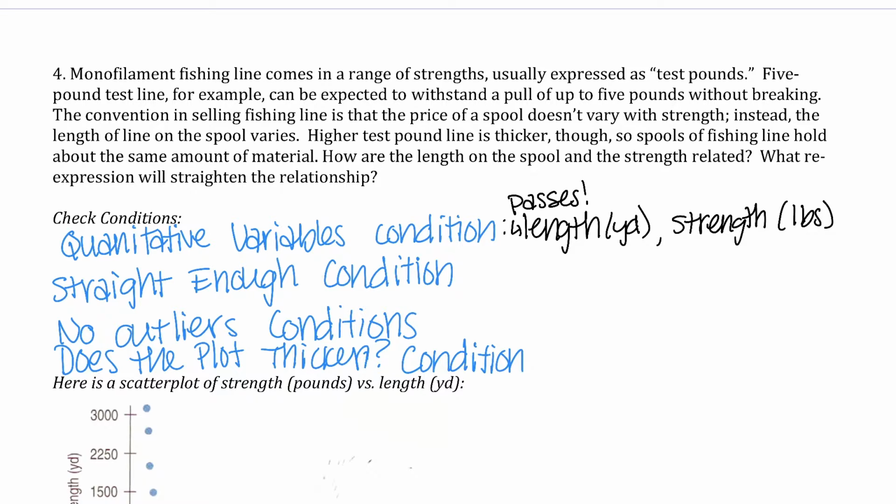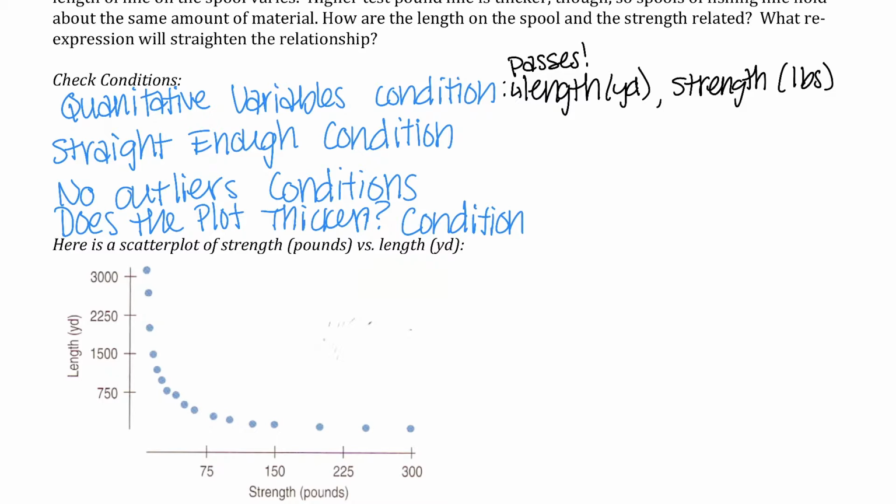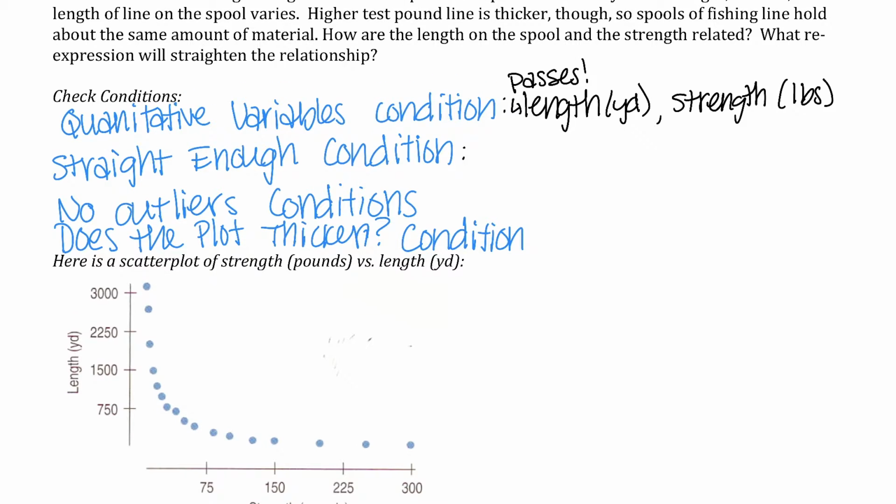Okay. Is it straight enough? Do we have any outliers? Does the plot thicken? We'd have to look at a scatter plot to be able to determine those. So here's a scatter plot of strength in pounds versus length in yards. And what do you think? It does not look straight enough. There don't seem to be any outliers. And I can't check does the plot thicken because I don't have a residual plot. But it looks curved, so I'm going to have to try a re-expression.